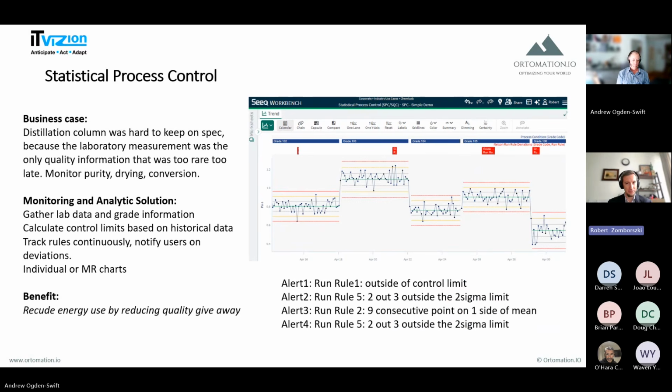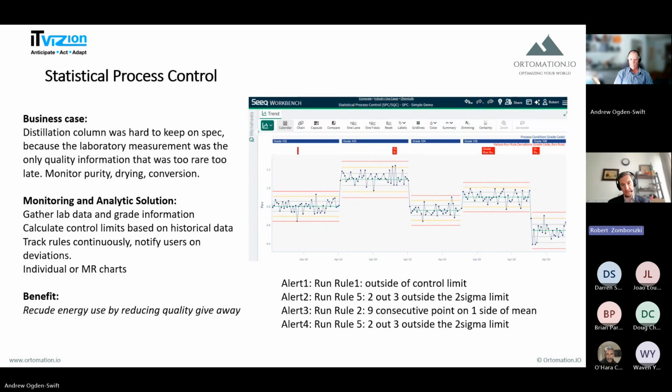Okay, and what happens if we cannot build soft sensors? It can happen. Probably we don't have enough measurements around the column, so we cannot create these complex models, or it just doesn't work. Then we can always go back to statistical process control. This works on simple laboratory values, and this is used for monitoring purity, drying, conversions, and so on. How do we do that? Usually we gather historical lab data, and based on that we calculate the control limits. And after that we are monitoring the samples based on these control limits.